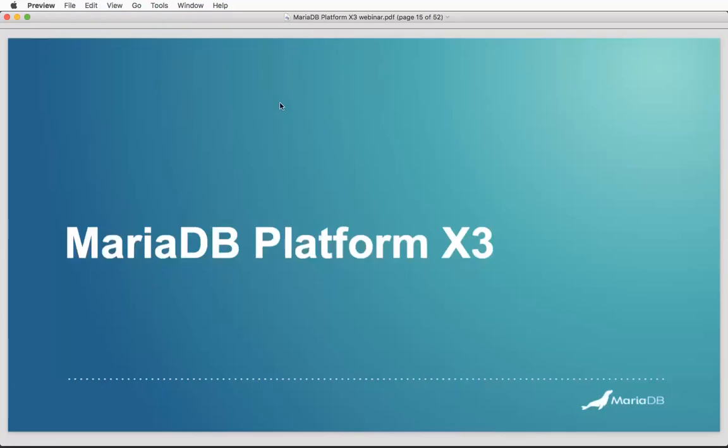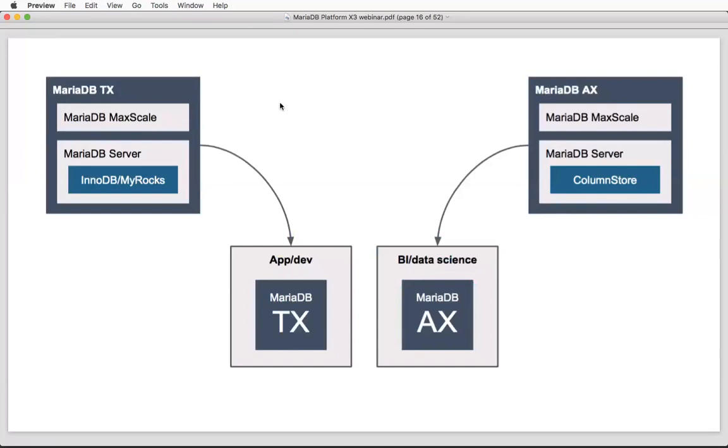So that was a little brief overview of how we're getting to hybrid and why it's becoming a little bit more important. I'm going to spend the next few minutes walking through the architecture of ReadDB platform and how it approaches this problem. If you're familiar with ReadDB, in the past we had two products, ReadDB TX, ReadDB AX. They're both built on ReadDB Server, that popular open source database that we all know and love, as well as ReadDB MaxScale, which is a database proxy that provides additional enterprise features.